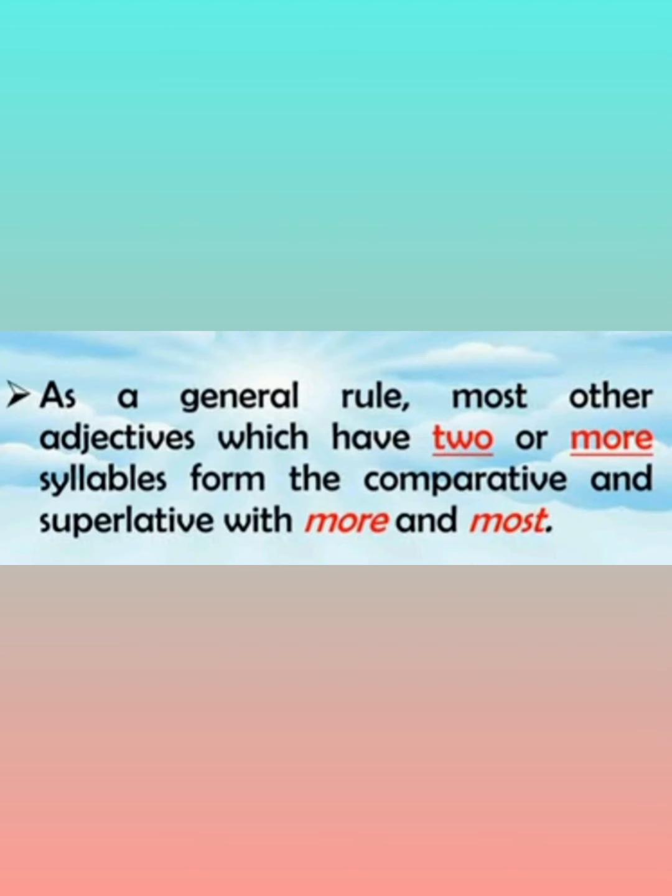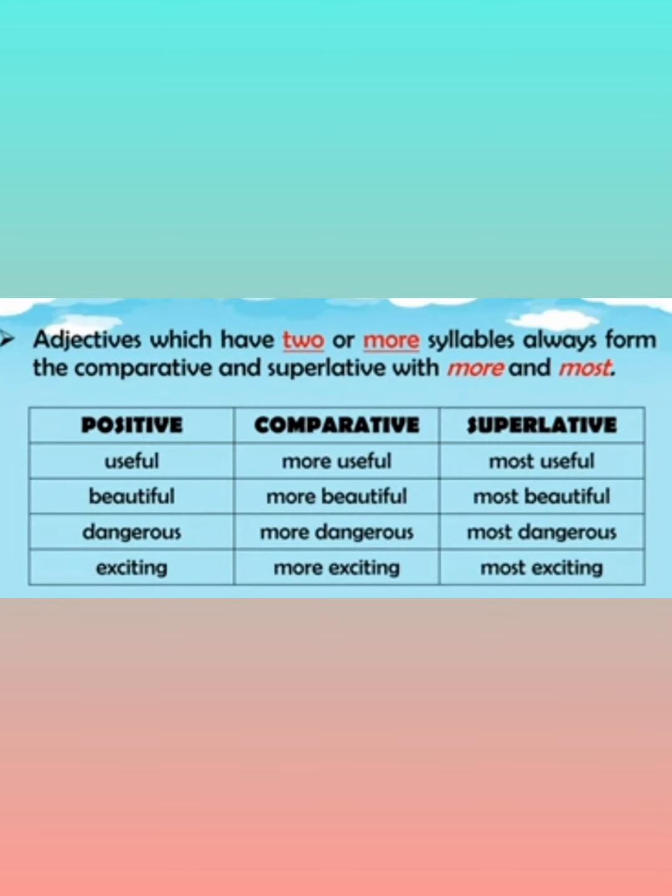Rule number 5. As a general rule, most other adjectives which have two or more syllables form the comparative and superlative with more and most. For example, useful, more useful, most useful. Beautiful, more beautiful, most beautiful. Dangerous, more dangerous, most dangerous, and so on.